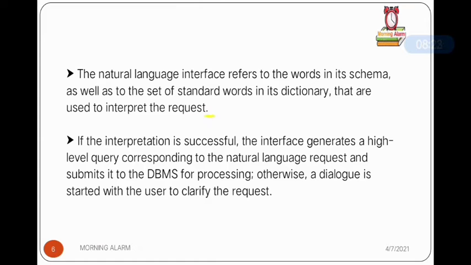The request is understood by the system. So if the interpretation is successful, the interface generates a high-level query corresponding to the natural language request by the user and submits it to the DBMS for processing. Otherwise, a dialog is started with the user to clarify the request.